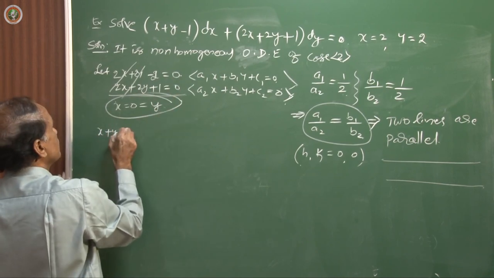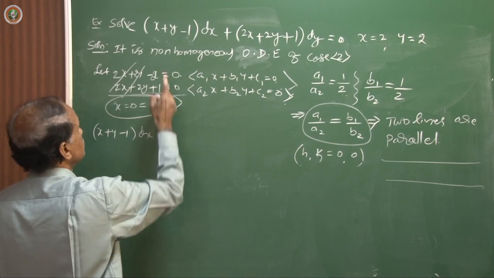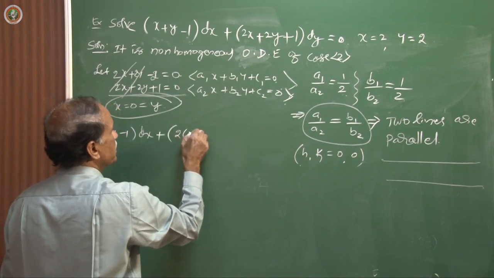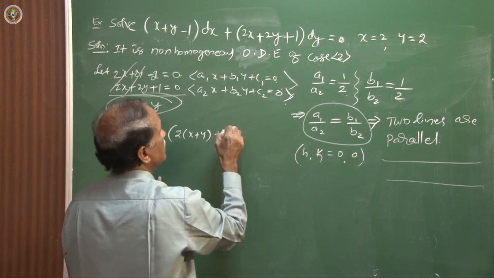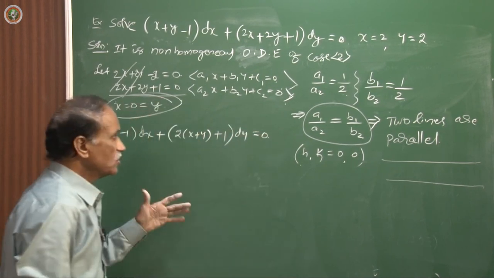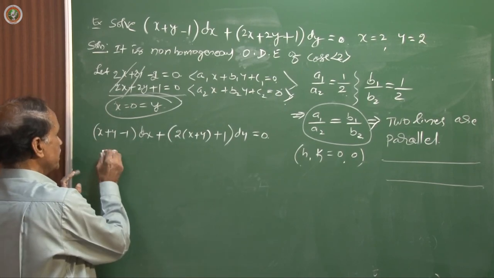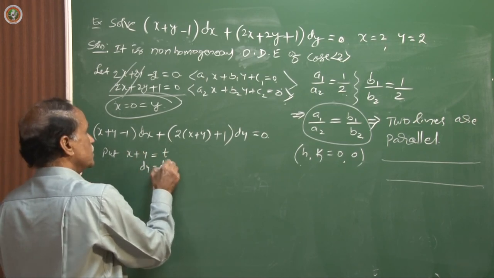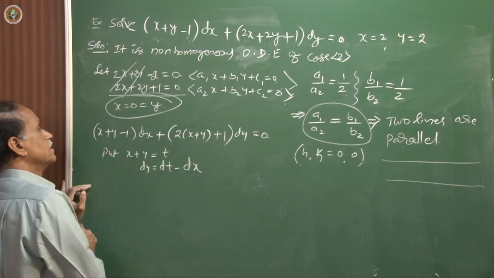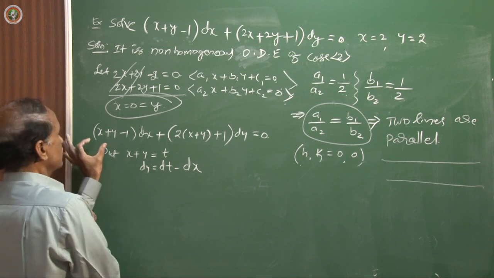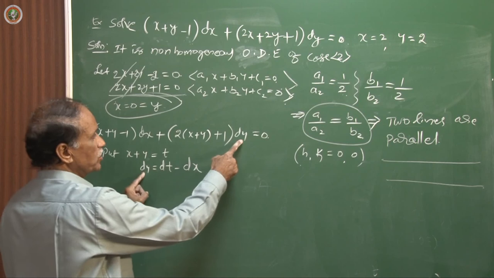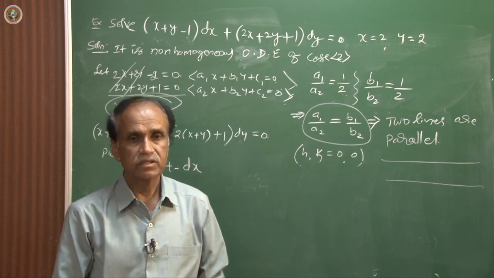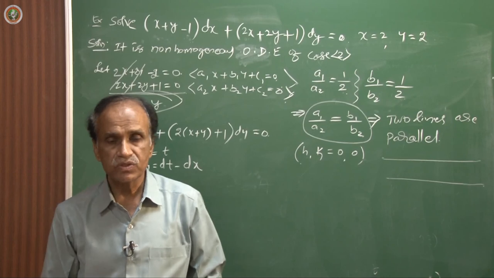Anyway, x plus y minus 1, it is dx. This equation I will rewrite in another form, because 2 is common here. Then I will write 2 into x plus y, okay, and plus 1, it is dy equal to 0. So, now my assumption starts. Substitution I am taking, put x plus y is equal to t. This gives dy is equal to dt minus dx, okay. And here this substitution I am giving, and dy I am going to replace. It is not a rule that you have to replace dy only. You can also replace dx in terms of the other two symbols, okay.